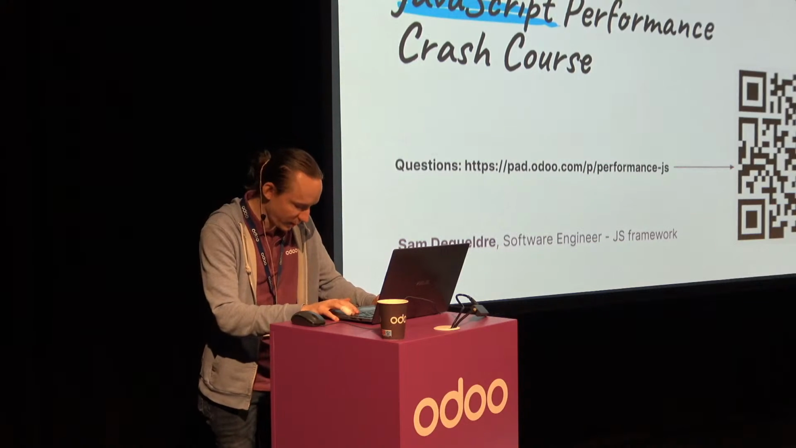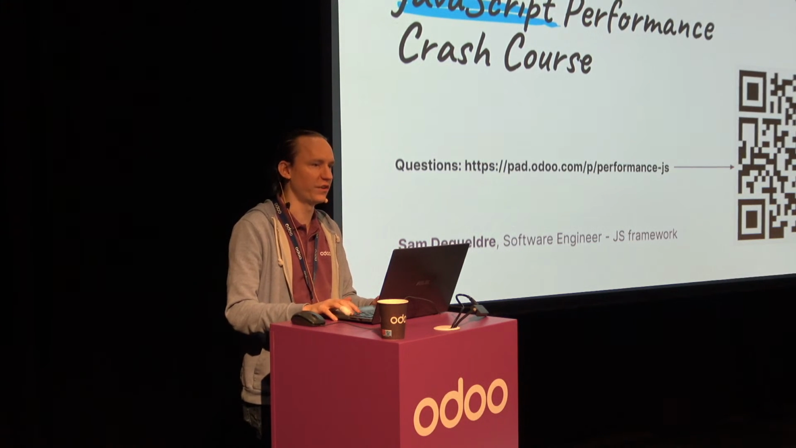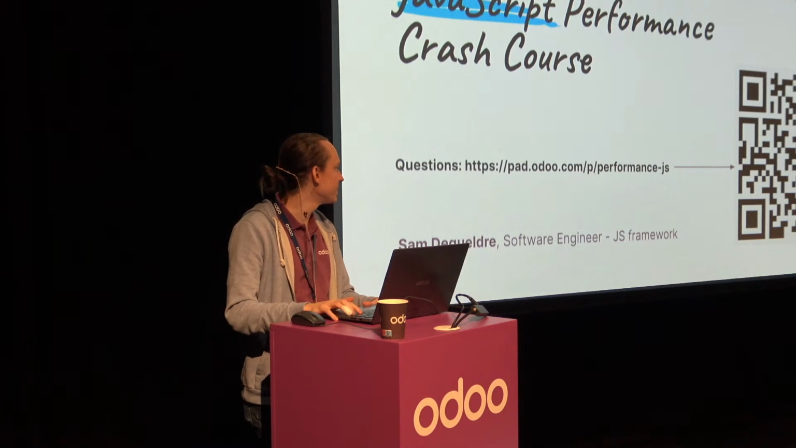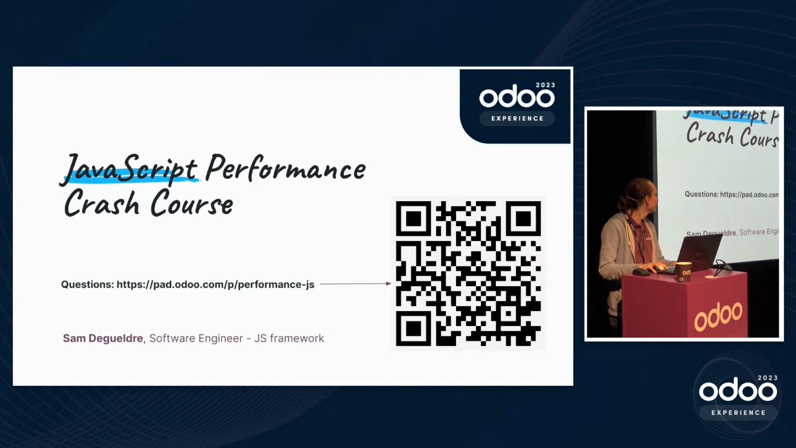All right. So before we start, my name is Sam. I've been working at Odoo since 2019. Since 2020, I've been a part of the JavaScript framework team. And as part of my work in the JavaScript framework team, I've had to improve and debug performance on various things that are done on the client side.